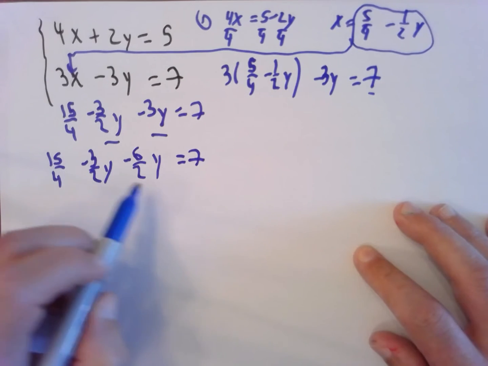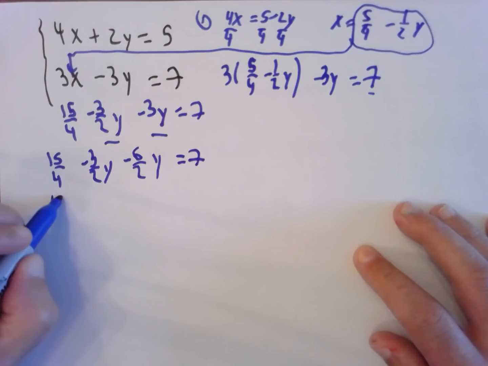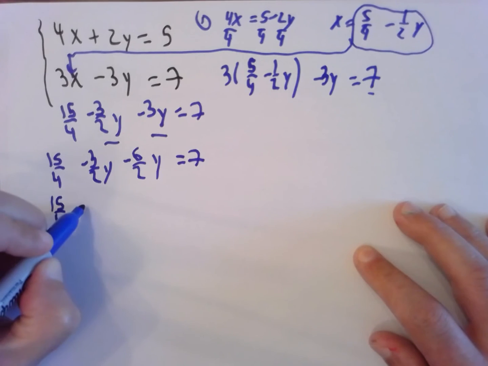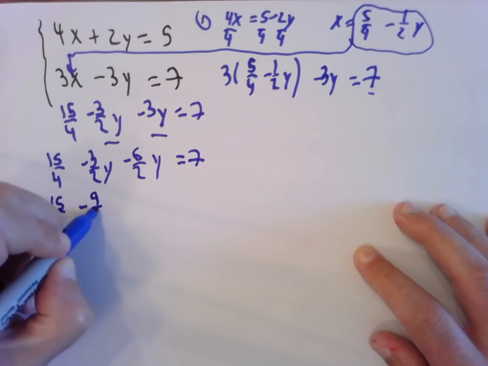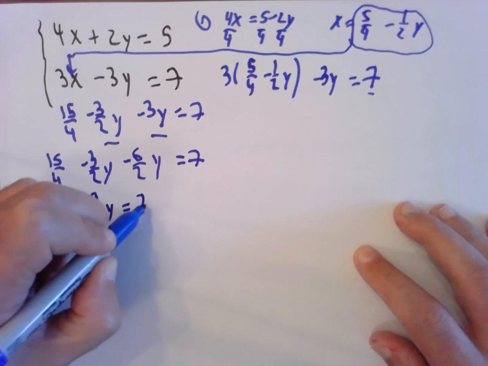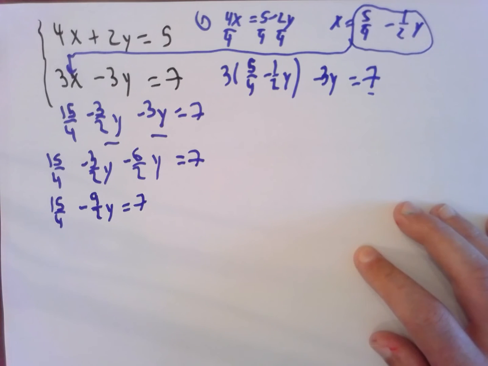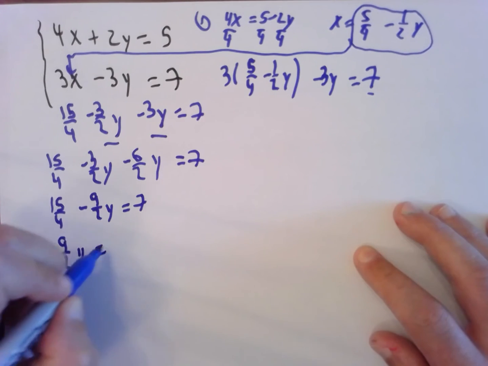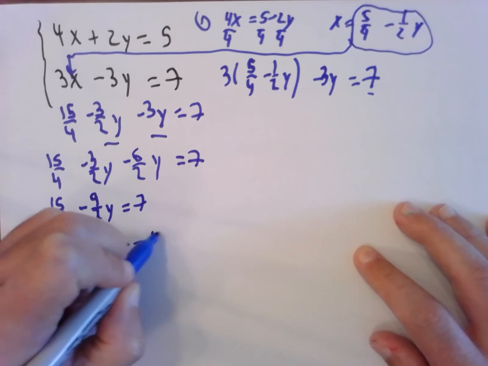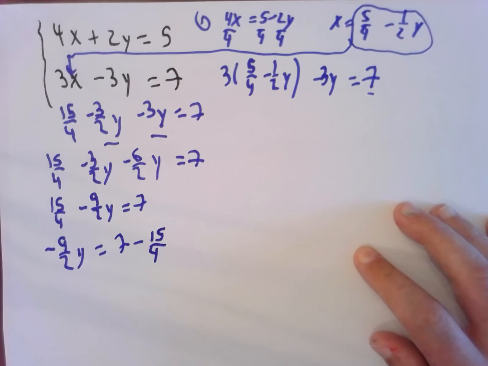We can combine these together now. We have a common denominator. So 15/4 minus 9 over 2y should equal 7. Move the 15/4 to the other side, so negative 9 over 2y equals 7 minus 15 over 4.